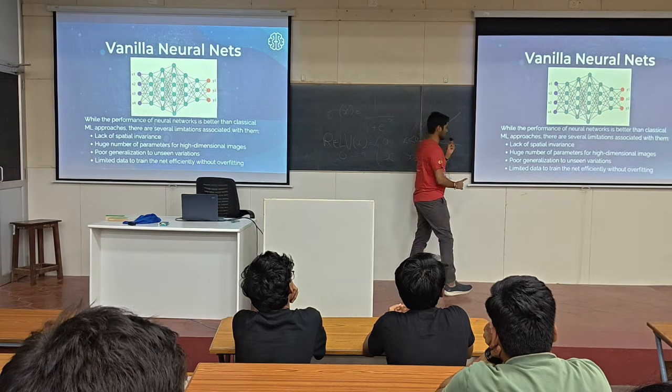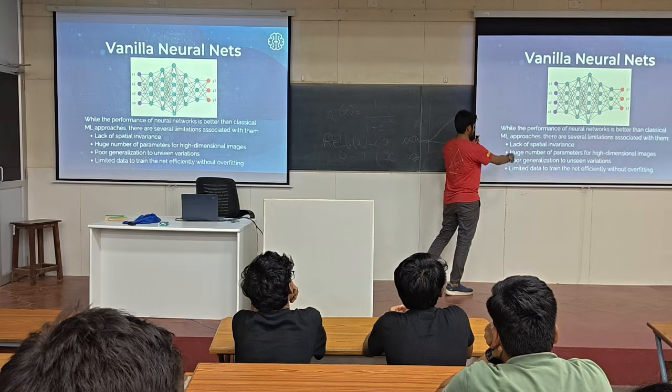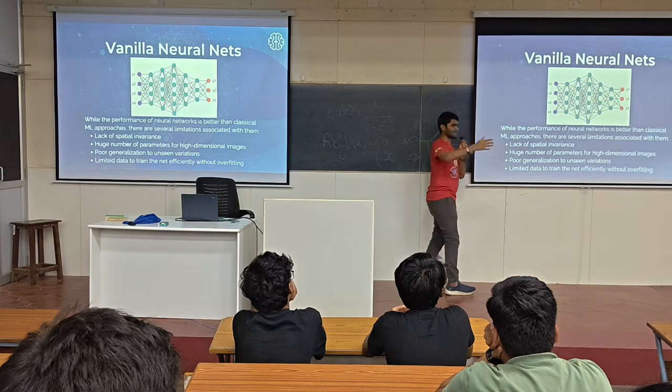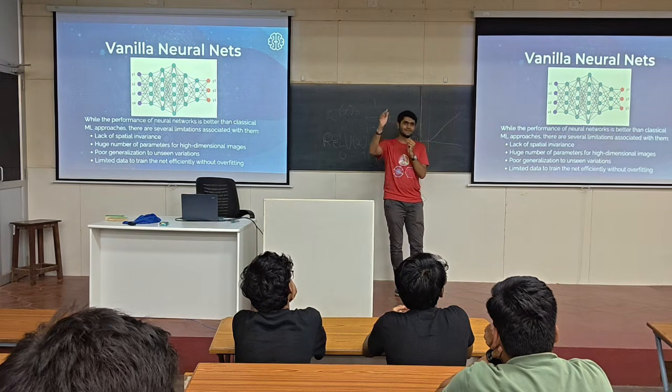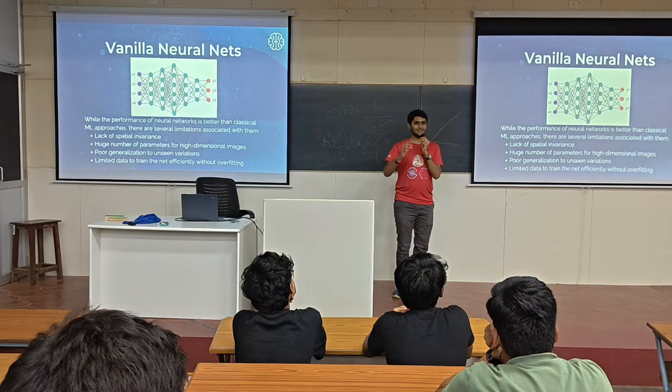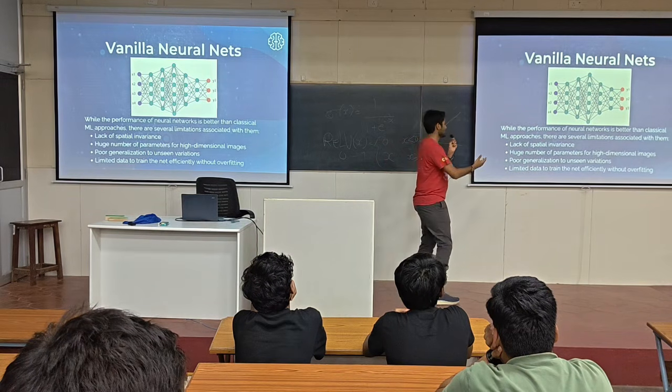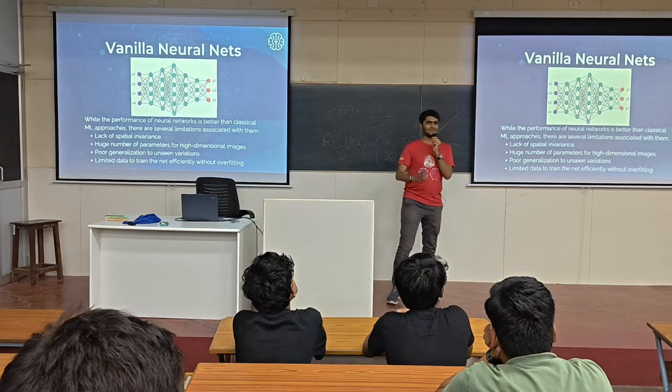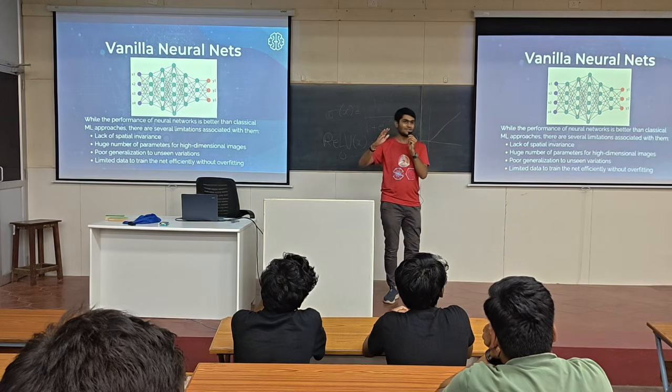That's the first shortcoming. The second is obviously, even if we take a small 32 cross 32 image, I don't even know if there are any cameras that shoot 32 cross 32 images nowadays, but even if we take a small 32 cross 32 image, it has 3072 features.